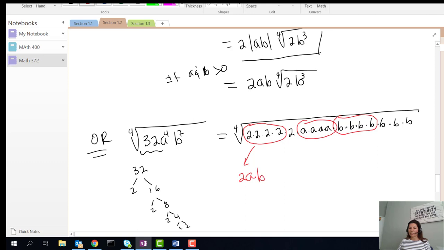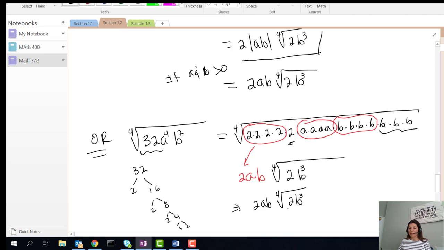So if you can match to what the power of the radical is, or the index, then those can come out. Now the things that didn't get grouped in a group of 4 are the 2 right there and these 3 b's, so that will be b to the third. So my final answer is 2ab, the fourth root of 2b cubed.